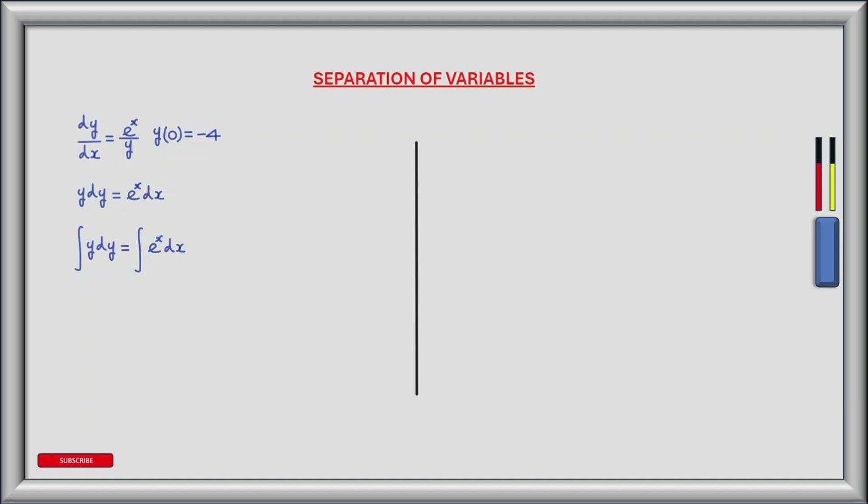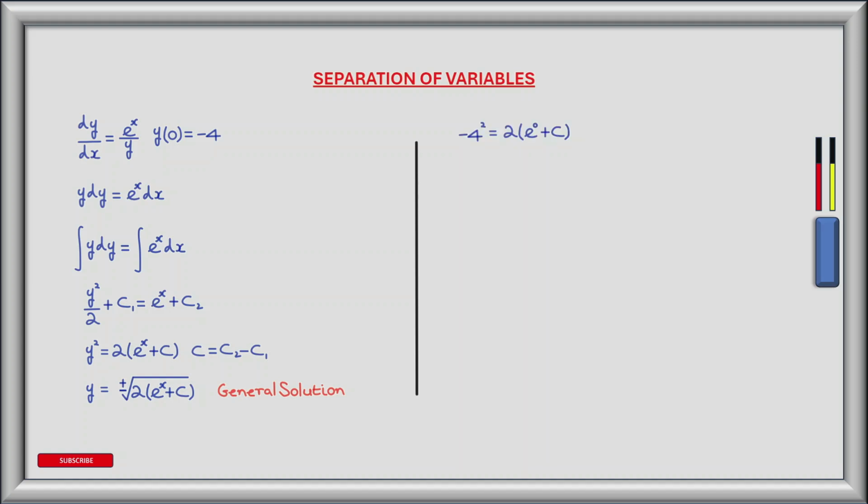Now we can integrate both sides of the equation. The antiderivative of y is y squared divided by 2 plus a constant of integration which we can call c1. The antiderivative of e to the x is e to the x plus a constant of integration. Let's call that c2. If we now manipulate this equation algebraically and let c equal c2 minus c1, we're left with y squared is equal to 2 times, and in the bracket we have e to the power of x plus c. Taking the square root of both sides, we're left with a general solution of y is equal to plus or minus the square root of 2 times e to the power of x plus c.